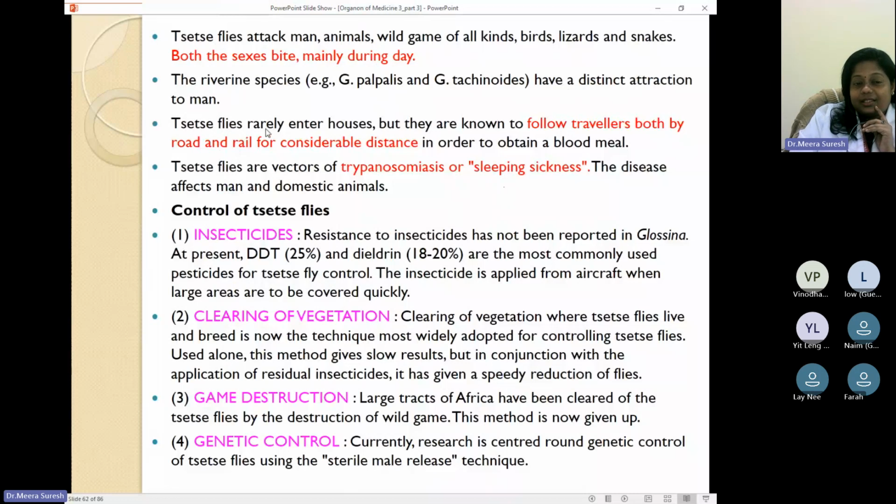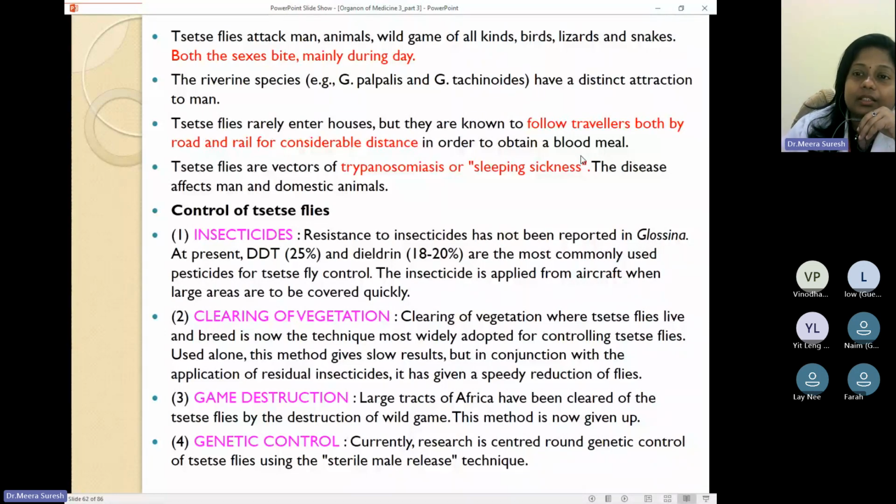The tsetse fly, this is very interesting. They actually rarely enter houses. So they are not biting inside the house. They are not trouble indoors, but outdoors. What they do is they are known to follow travelers both by road and rail for considerable distances in order to obtain a blood meal. So they are not just flying, but they are ready to follow the travelers.